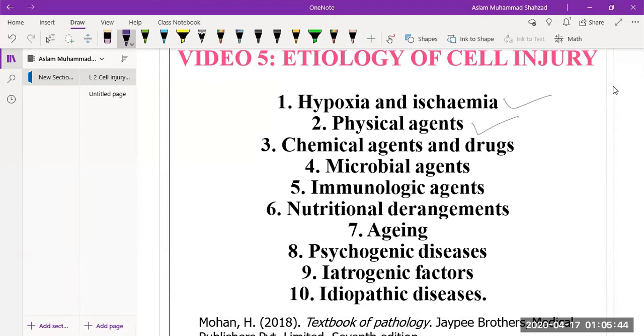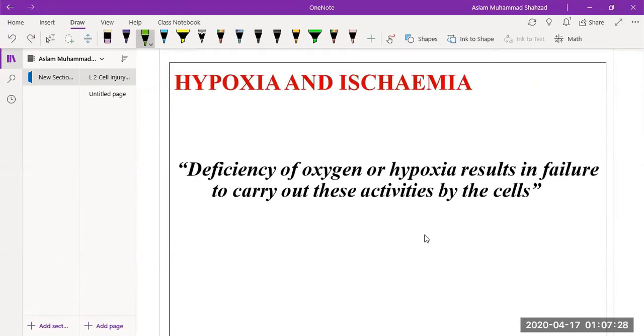Number 3 is chemical agents and drugs. Number 4 is microbial agents. Number 5 is immunological agents. Number 6 is nutritional derangement. Number 7 is aging. Number 8 is psychogenic disease. Number 9 is iatrogenic factors. And number 10 is idiopathic disease. Let's discuss one by one.